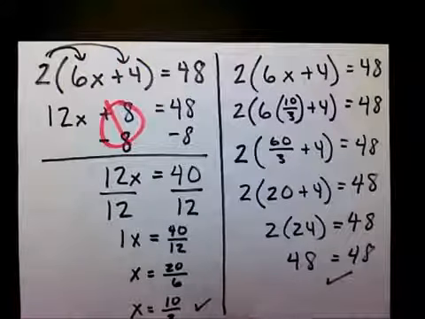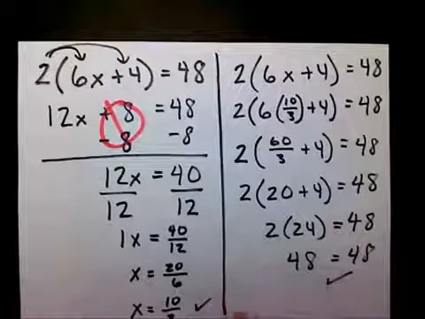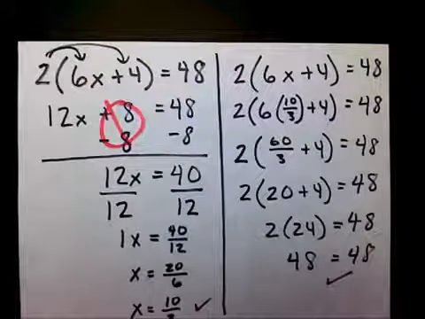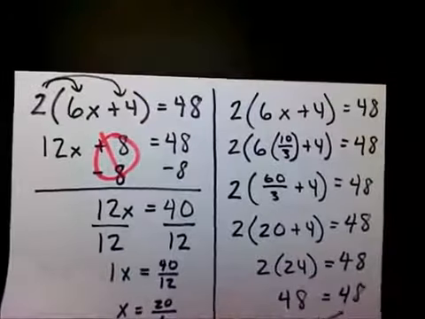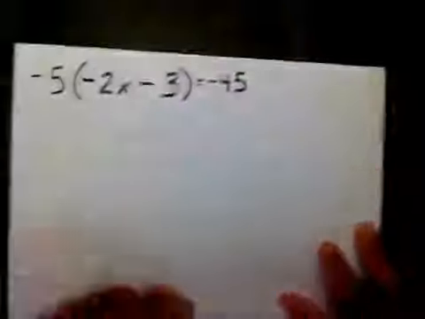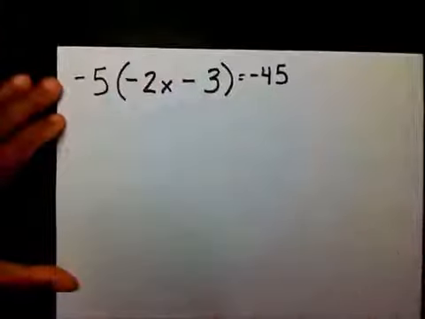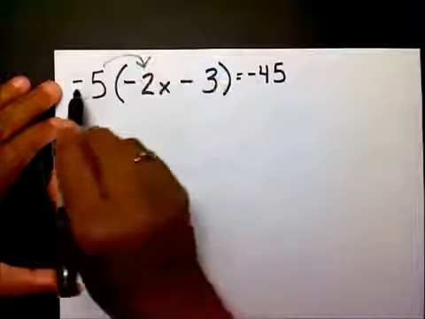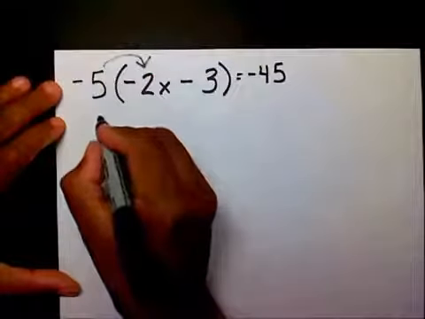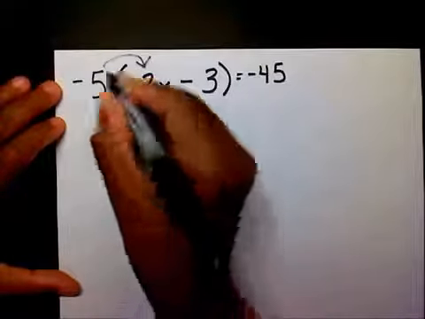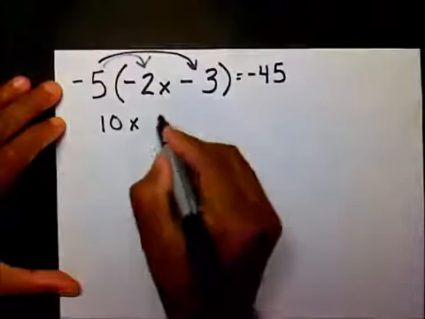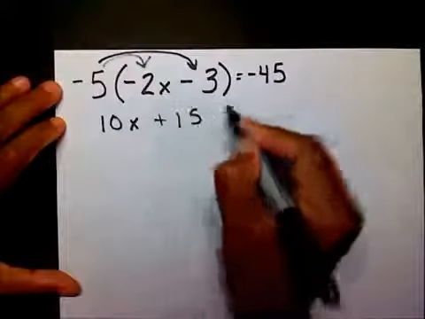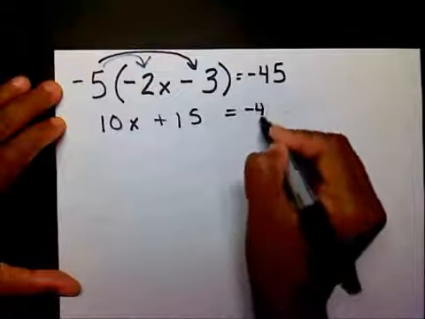I probably should have worked this problem last, but that's okay, because I went into more detail in this one. So let's try the next one. I want to apply the distributive property. Negative 5 times negative 2x is 10x. Negative 5 times negative 3 is plus 15 equals negative 45.